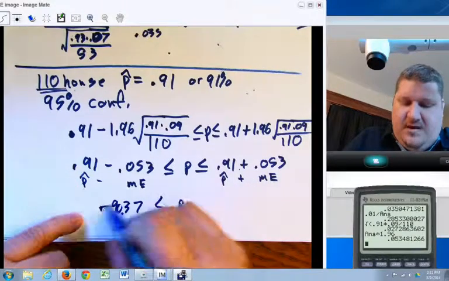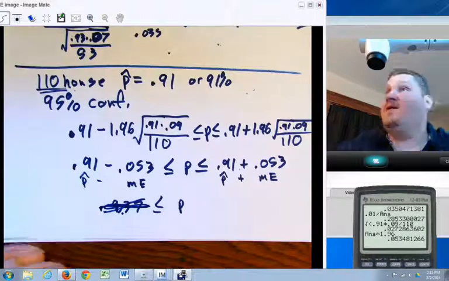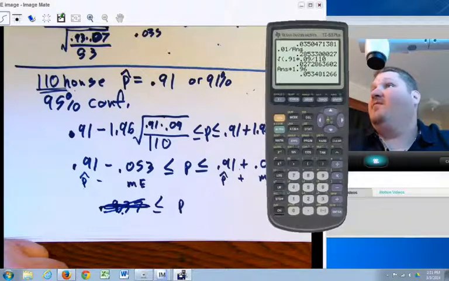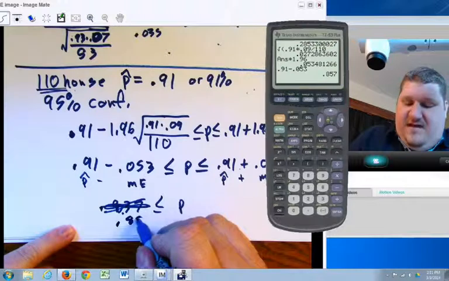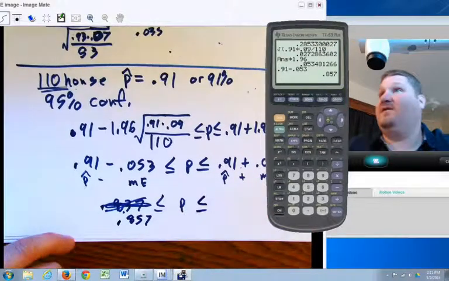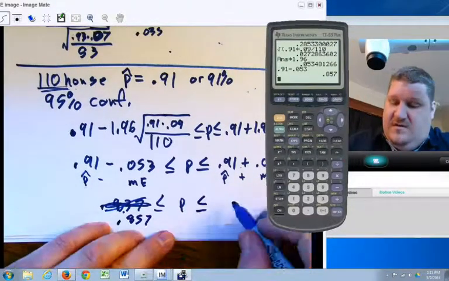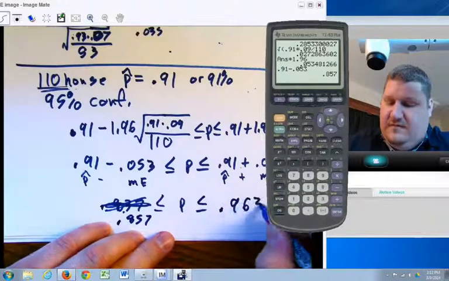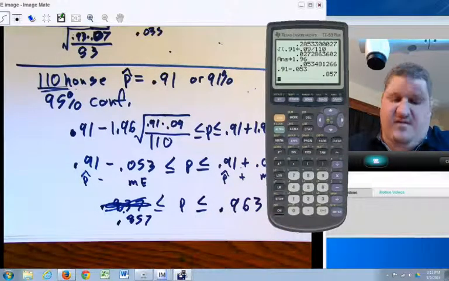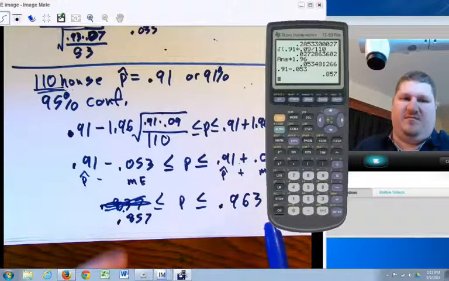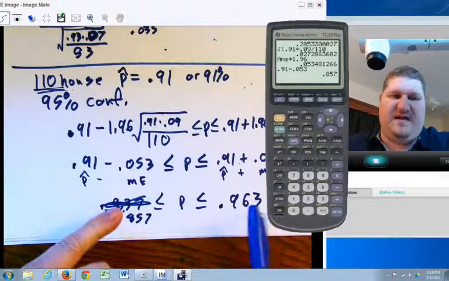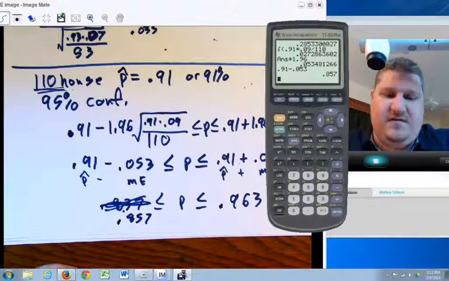Nope, pause. Let me do this with a calculator. Here we go. 0.91 minus 0.053. There we go. 0.857 less than or equal to p less than or equal to 0.963. So I could be 95% confident that it would be somewhere between 86% and 96.3%. So that's my range. That's confidence intervals for proportions.